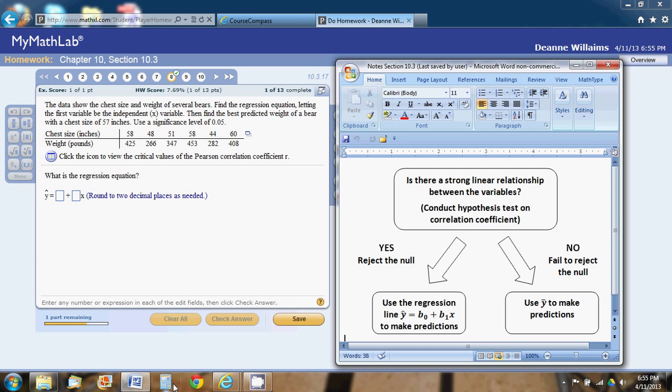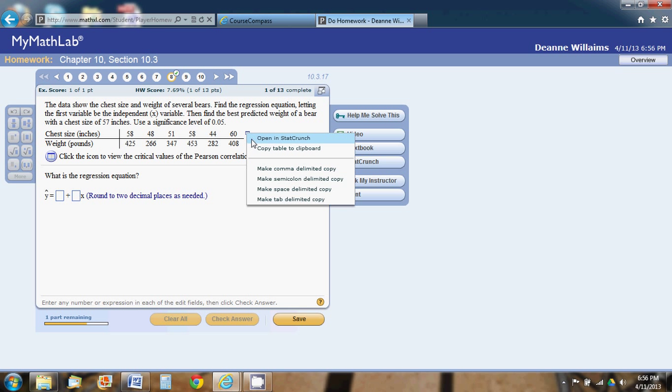Before we use a regression line as a predictor, however, we need to make sure that there's a linear relationship between the variables. We don't want to use a line for predicting if the relationship between the variables isn't even linear. So we're going to do a hypothesis test on the correlation coefficient first to see if that data has a strong linear correlation.